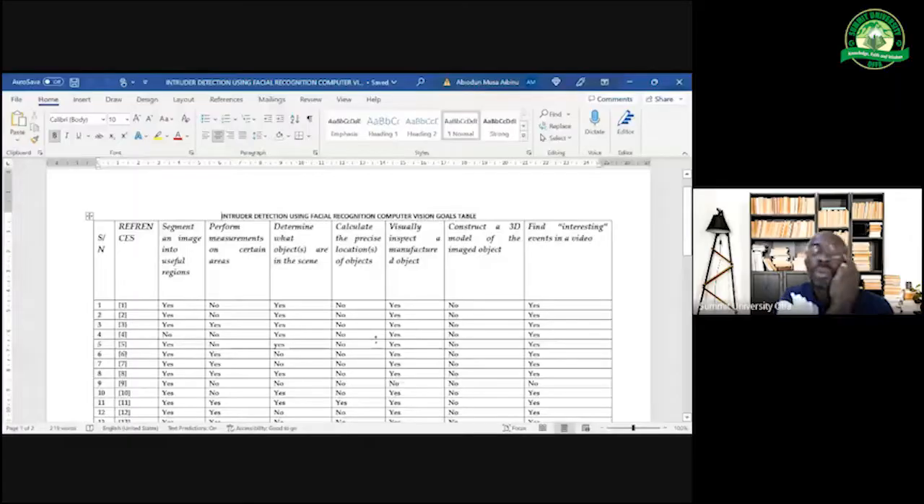When you look at this intruder detection, like reference 1, in that first column you have something like "segment an image into useful regions." You could see that the author applied that. That's why the reviewer said yes. And the second column, you will see "perform measurement on certain areas." Yes or no? No. But today, we shall be talking about segmentation.